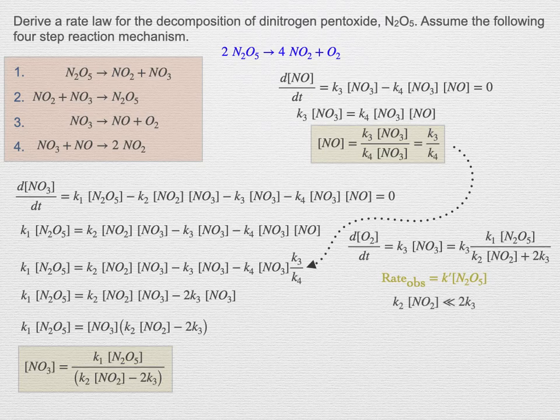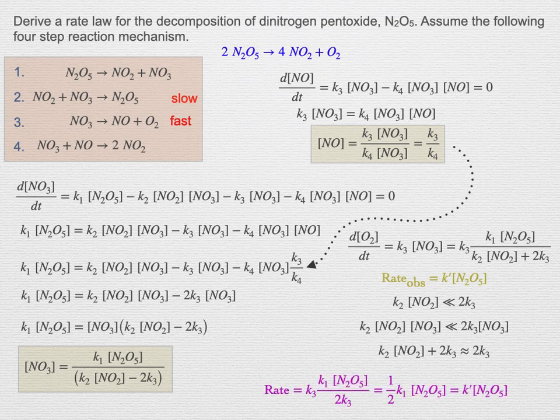If we say that K2NO2 is very much less than 2K3, then we could cancel some things out. Multiply both sides by NO3, and you can see that this statement is equivalent to saying that 2 times the rate of step 3 is much greater than the rate of step 2. We therefore assume step 2 to be slow and step 3 to be fast. Then the denominator is essentially just 2K3. Substitute, cancel, and you see that we now have the same form as is measured experimentally for the rate law.